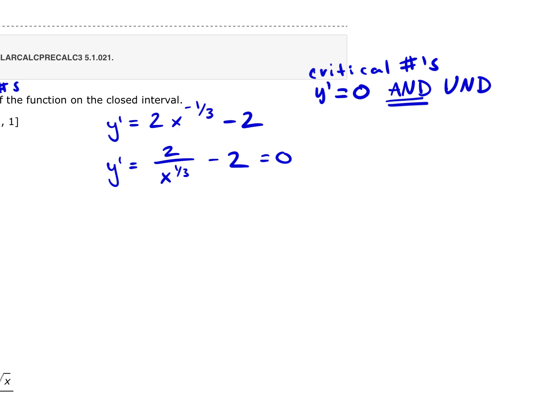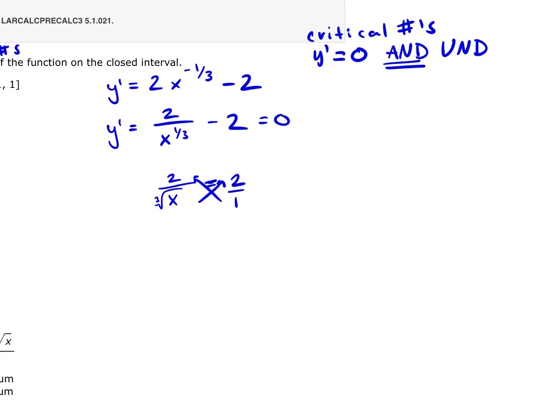When I add 2 to move it to the other side, I get 2 over, I'll call it the cubed root of x. Same thing, doesn't matter how you leave it in your work. Is equal to 2. There's more than one way that you can work this out. I would put it over 1 and then cross multiply just to get rid of the fractions. It's going to be easier to do the math when you get rid of the fractions.